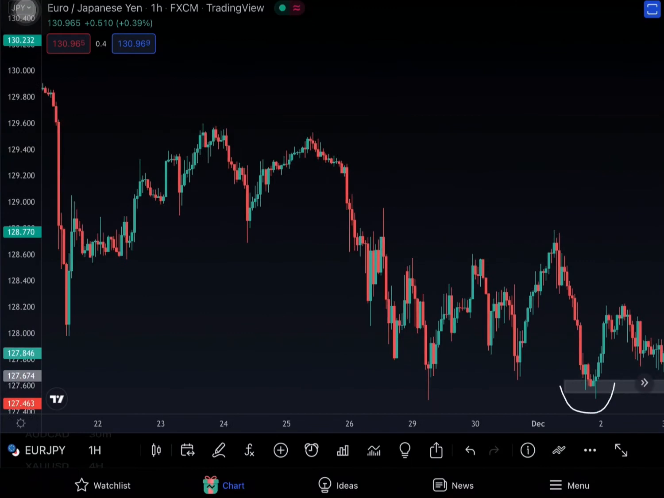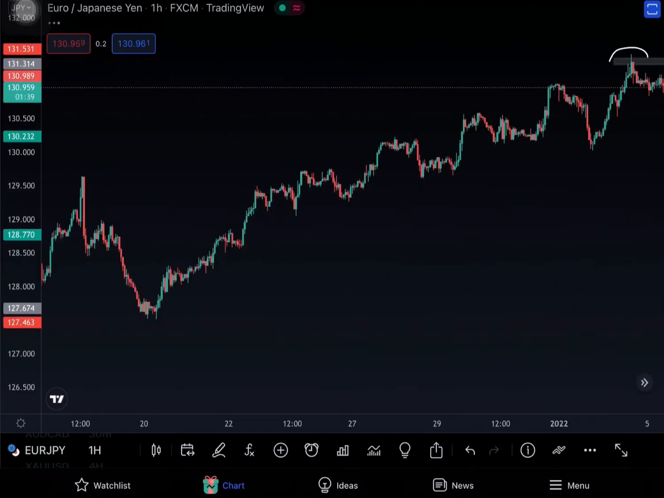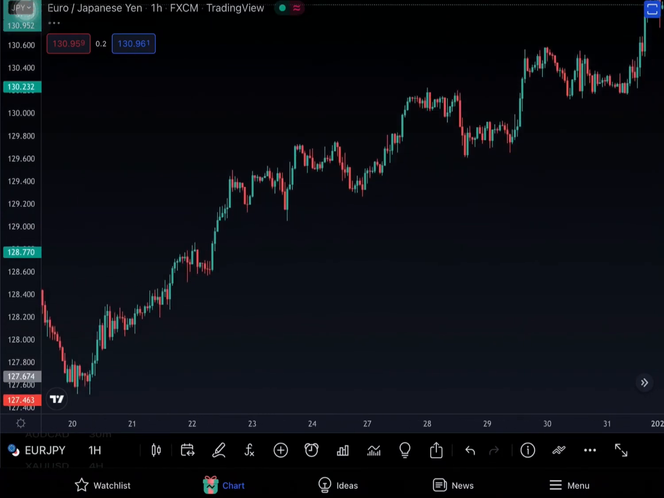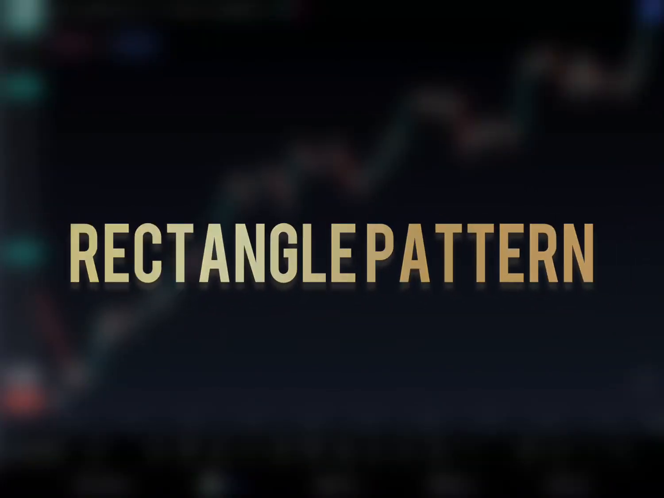So the next pattern that I am going to show you is for when the price is in a trend. Okay, for example, when the price is in a bullish trend or a bearish trend, you should look for this pattern that I'm going to show you. This is one of the most common patterns in the market, but you should find it in a trend or at the end of a trend. That doesn't matter. But in a trend, you can find this pattern called a rectangle. I show you a picture of this pattern.